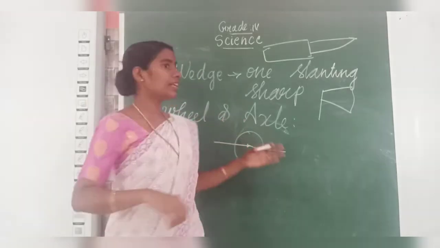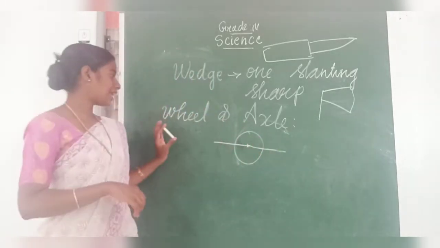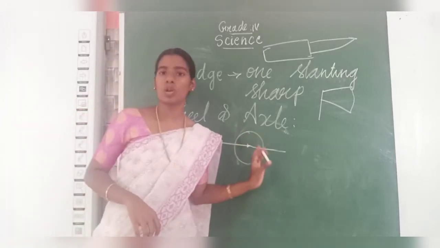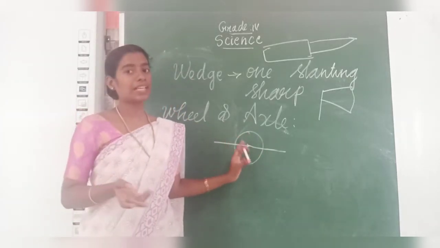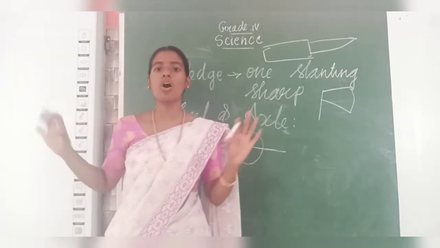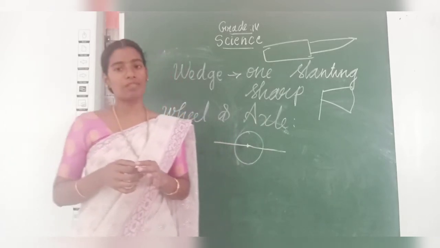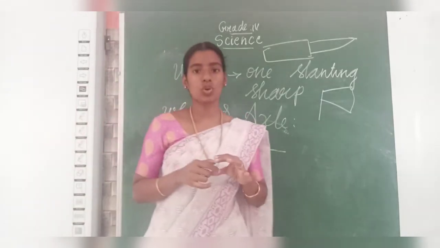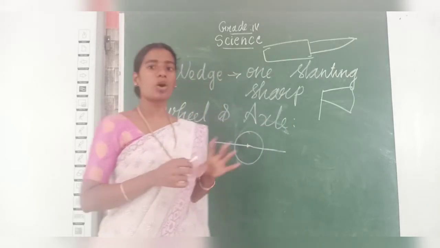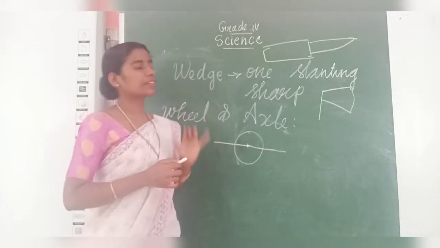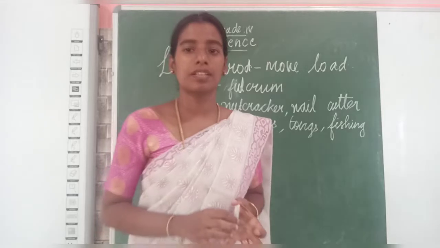The next one is wheel and axle. About wheel and axle, wheel, we all know the vehicles have wheels, and the central rod all the vehicles have in the wheel is called the axle. Clear about wheel and axle and wedge? Shall we move on to the next one?